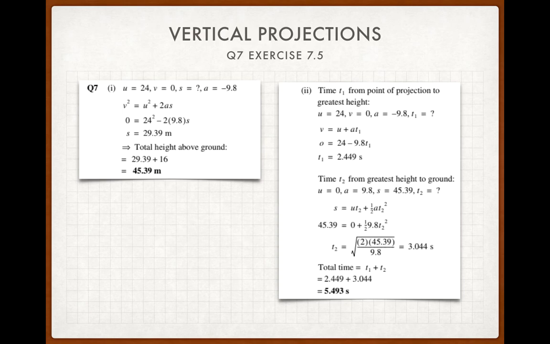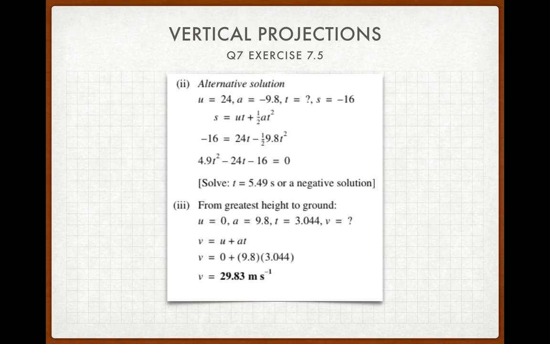I did suggest there was a second way of doing it, and that was to say that the s is −16 because displacement is the straight line distance. We're not worried about the total path. And put in the initial velocity and the acceleration at the start as well. So u is 24, a is −9.8, and we say it's travelling a displacement of −16. So you get two time values. The only positive one is 5.5 seconds, which is your answer, and job done.